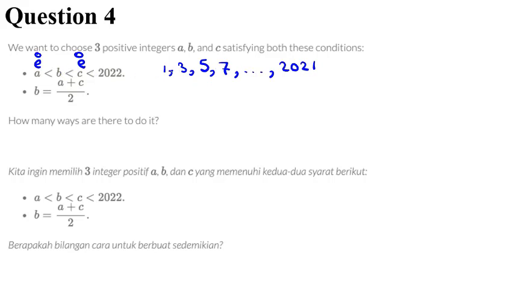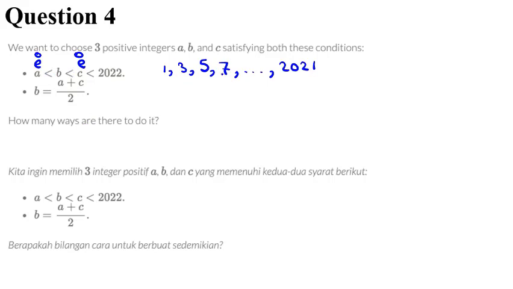For example, 1, 3, b will be 2. 1 plus 3 over 2 from this condition, and 1 and 5: 1 plus 5 over 2, b will be satisfied, will be fine, determined. And we want to find the number of ways we can select.